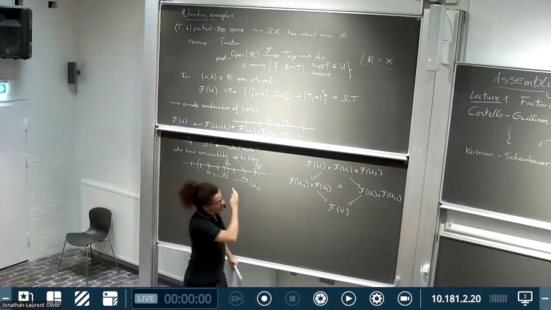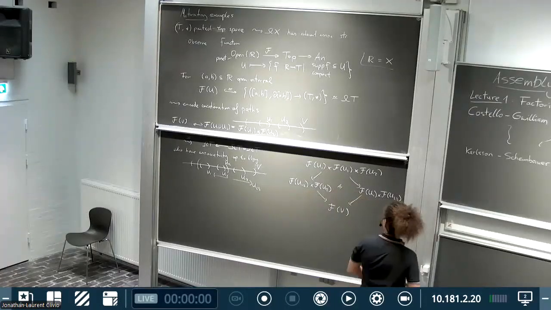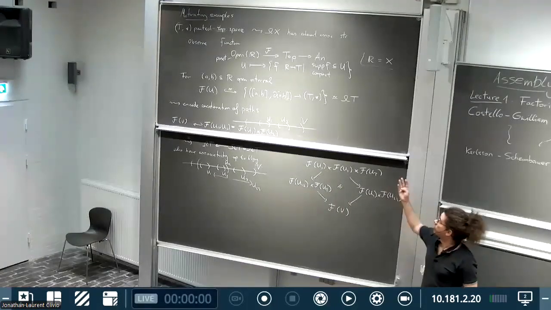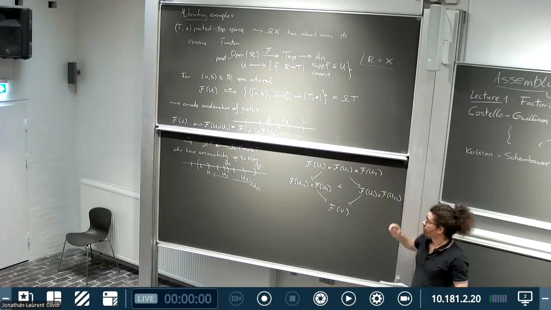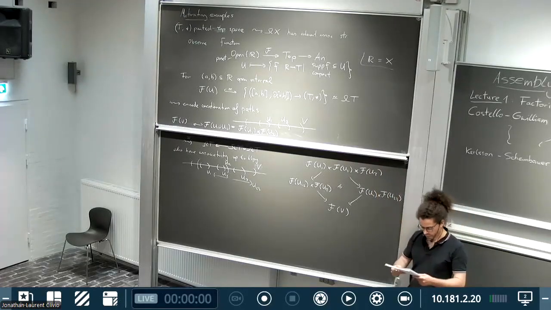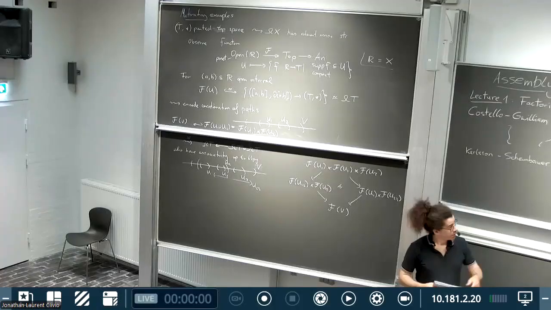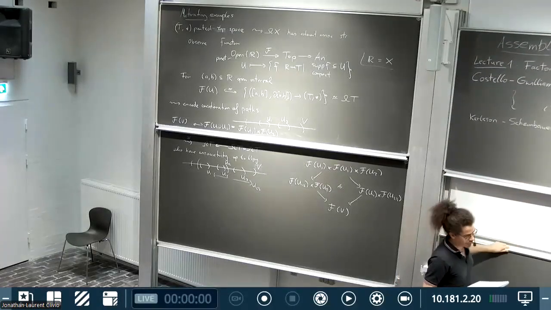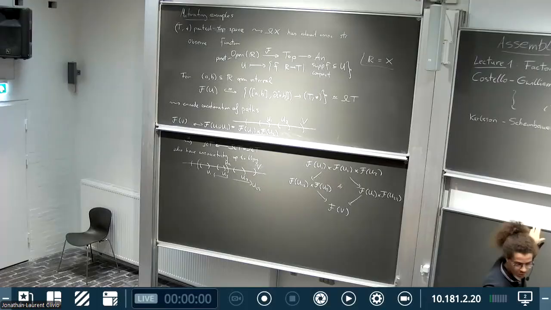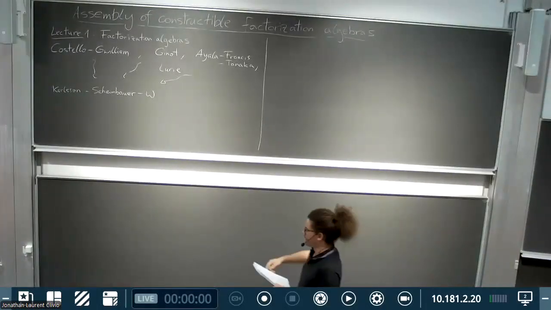Okay, so this is the prototypical example of what is called a factorization algebra. And today I will explain some of the basic properties, like what we just saw here, and what we will do. Let me give first one more example.